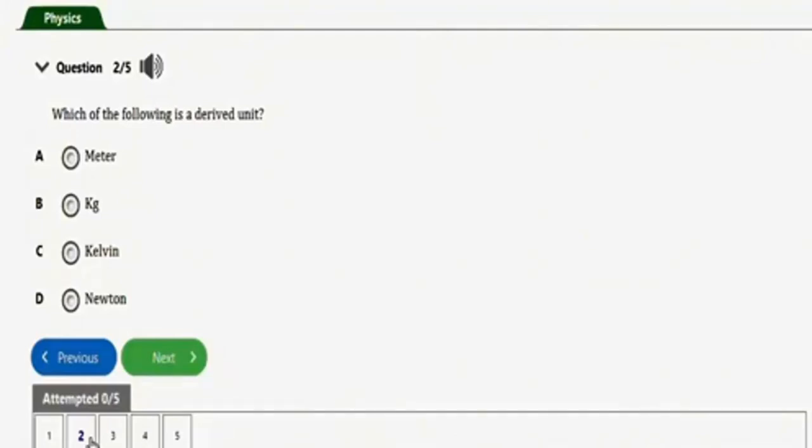Others we have here, Kelvin, kilogram, meter. They are all units of fundamental quantities. Meter is for length, kilogram is for mass, Kelvin is for temperature. Okay, so that's it for this question. Let's go to the next one.